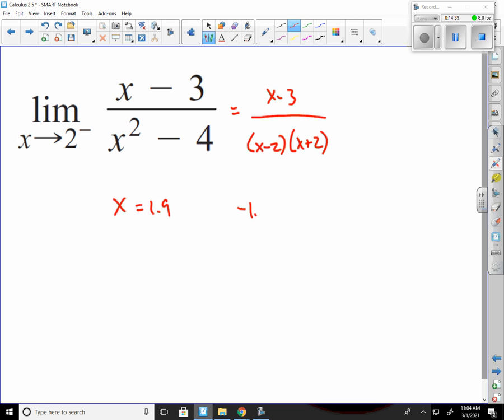Negative 1.1. On the bottom, 1.9 minus 2 is negative 0.1, times, and then 1.9 plus 2 would be 3.9. You probably see where this is going already. Now I'm going to have negative 1.1 divided by negative 0.39, which gives us 2.82.